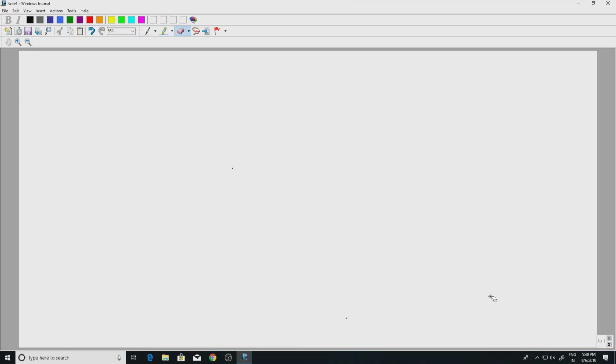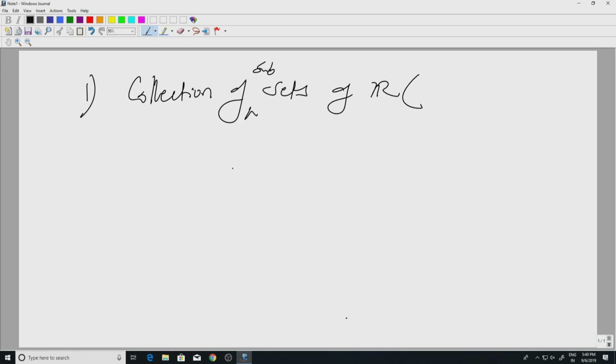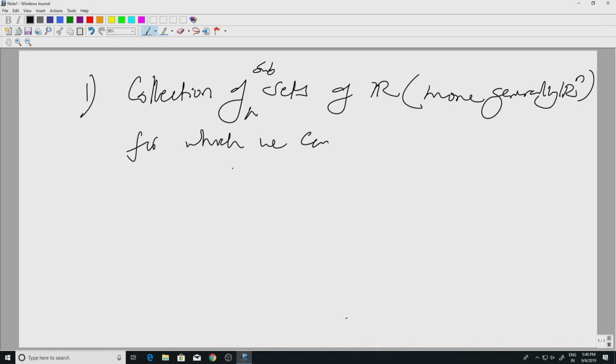So, we need two things. One is a collection of sets, or subsets of R, or more generally R^n, for which we can define a length function.